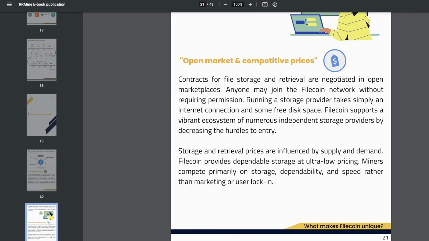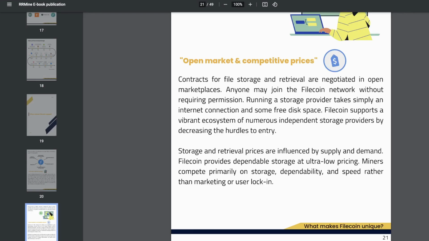Unlike AWS, Google, and Microsoft, where they need some kind of license to operate. So when you become a storage provider on Filecoin, basically you skip all of that.